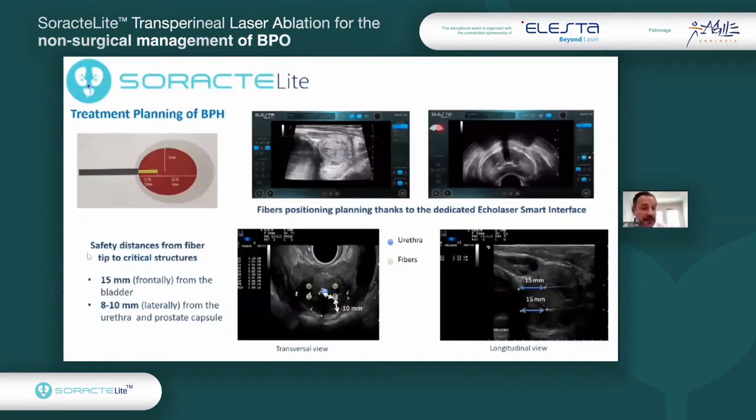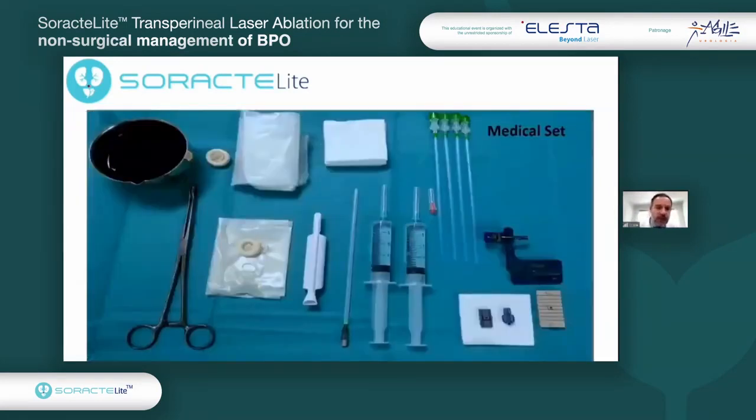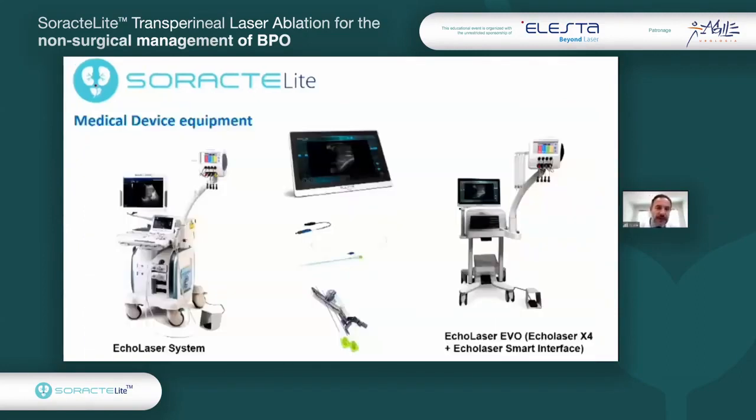So what are the safety distances from the fibers to critical structures? The urethra, as you see here, where we have to keep at least about 1 centimeter. And also we have to keep 1 centimeter from the capsule. And another very important distance that we have to take into account is the distance from the bladder neck, which has to be about 15 millimeters. And this is what we use. Okay, so it's a very easy technique to prepare.